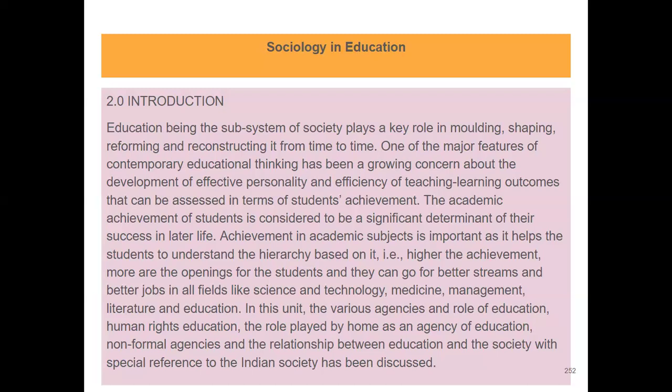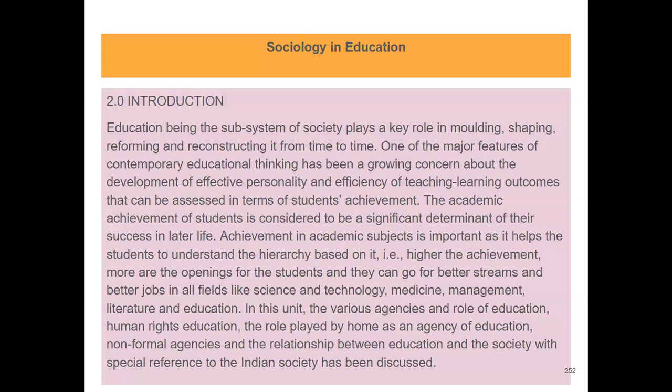So academic achievement of students is considered a significant determinant of their success in later life. Now, see whether these things are true to your life. So you have achieved your academic achievements, that's why you are here, right? That is a landmark in your life. Now you have passed the examinations well. That's why you are here. And you have gained that through education.